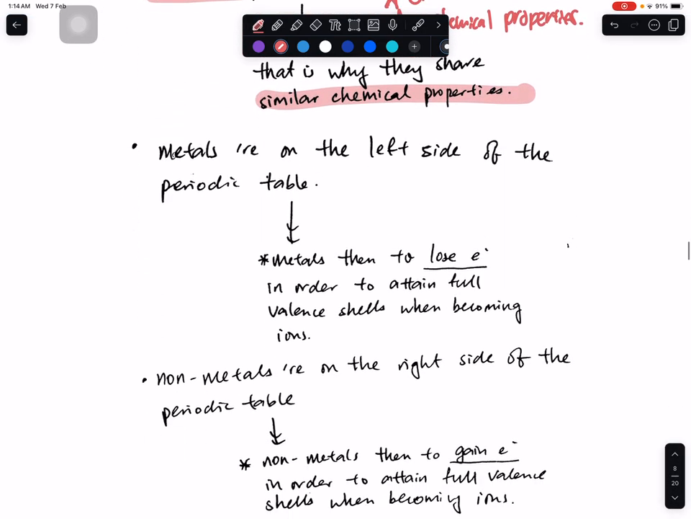Okay, so moving on, we're going to talk about metals. Metals are generally on the left hand side, and your non-metals are generally on the right hand side of the periodic table.